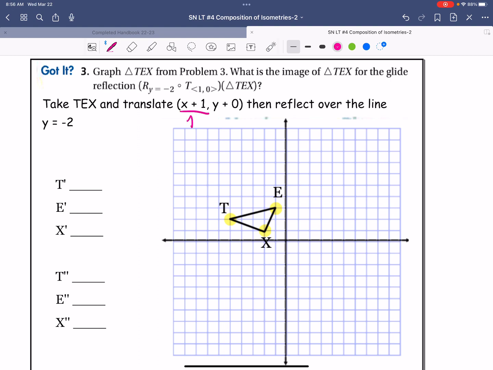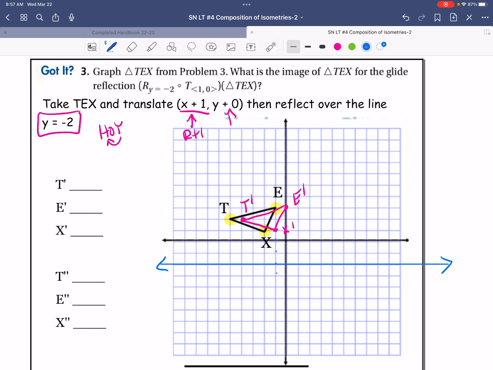Okay, this means we want to go to the right one. This means we don't go up or down, so we just go to the right one. There's T prime, E prime, X prime. And then what we want to do is reflect over the line y equals -2. Y equals a number means we have a horizontal line. So horizontal at -2 is here. So we graph that line.